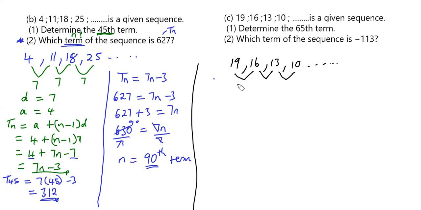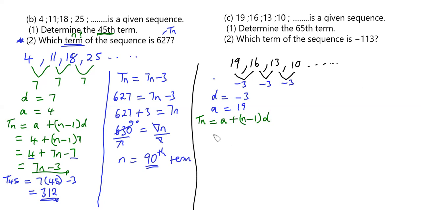Now, 16 minus 19, you're going to get negative 3. 13 minus 16 is negative 3. Then 10 minus 13 is negative 3. So what is our D? Our D is negative 3. What is our A? Our A is 19. Now, how would you get our Tn? Tn is equal to A plus (n minus 1)D.